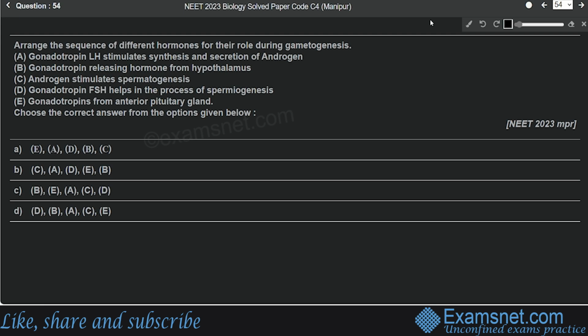Question number 54 is from the chapter Human Reproduction, and the question is, arrange the sequence of different hormones for their role during gametogenesis. Okay, so we know that during gametogenesis, the first hormone that is released is gonadotrophin releasing hormone. Okay, this hormone is released from the hypothalamus. This is the most important step. Therefore, the first statement will be statement B. Okay, gonadotrophin releasing hormone from hypothalamus.